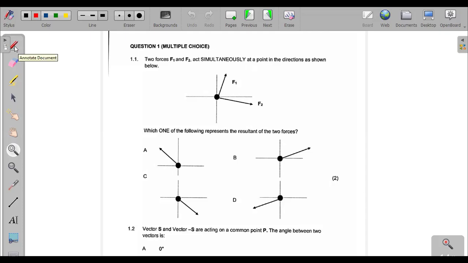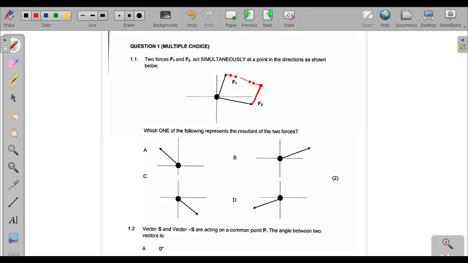Question 1.1 says two forces F1 and F2 act simultaneously at a point in the direction as shown below. Which one of the following represents the resultant of the two forces? Here is the easier way. You just combine them to form a rectangle, or more or less a parallelogram. If it is to be drawn, it has to come out like this.